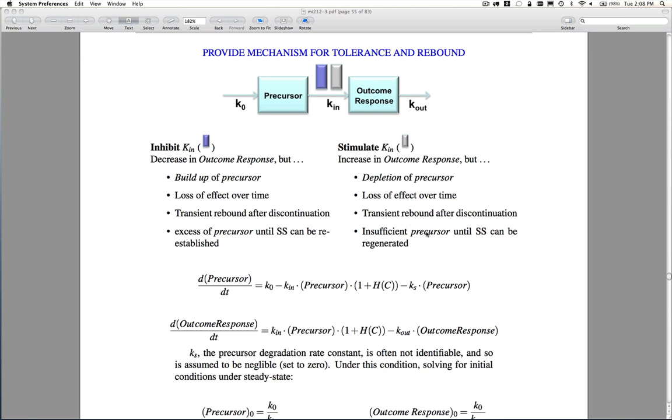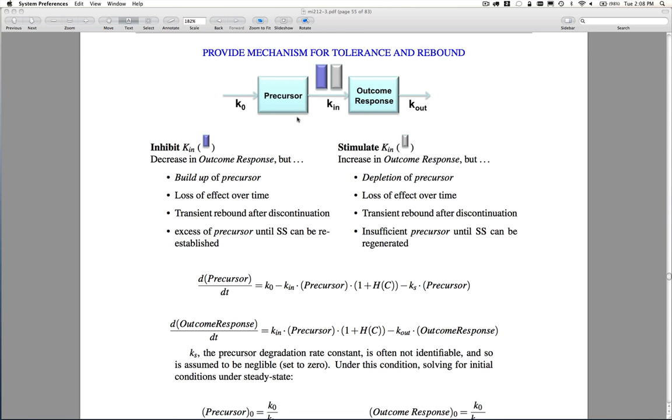And similarly, this will result in a tolerance, but at some point during therapy, you will establish a new steady state. So pictorially, that's what's happening with these precursor pool models. And again, you can use them in either an inhibitory or a stimulatory sense.